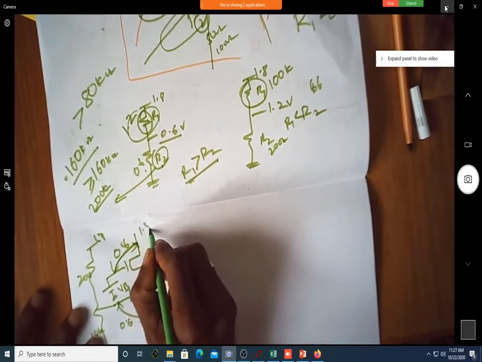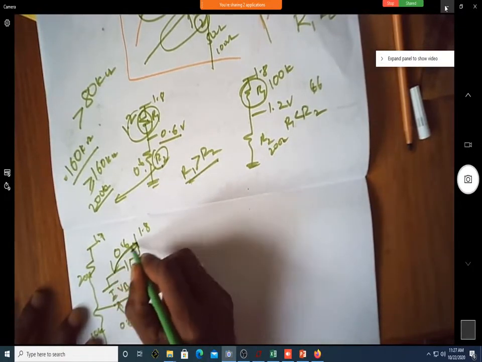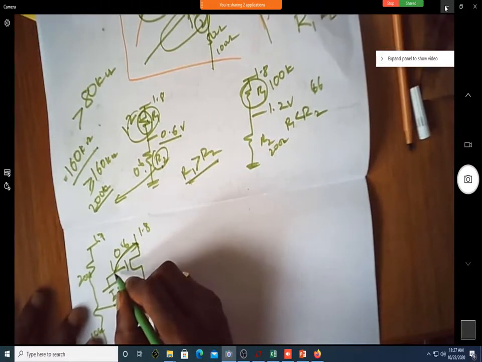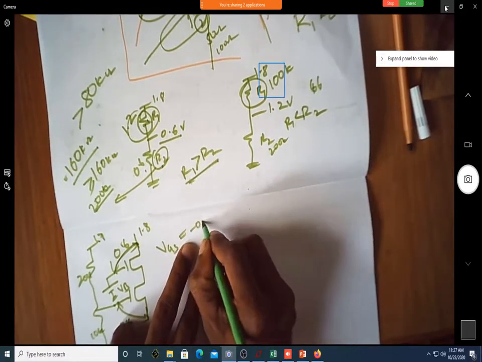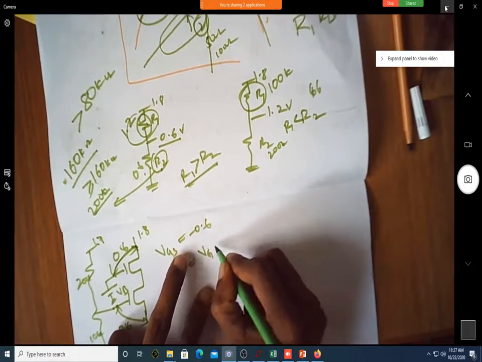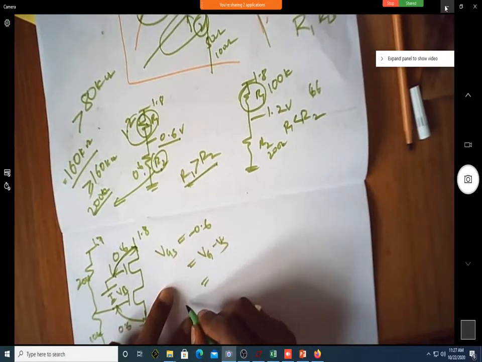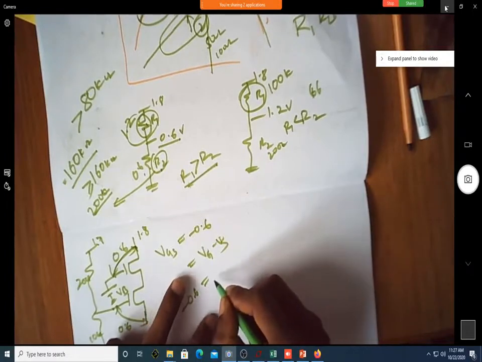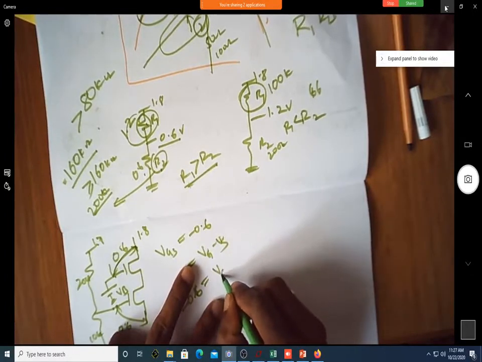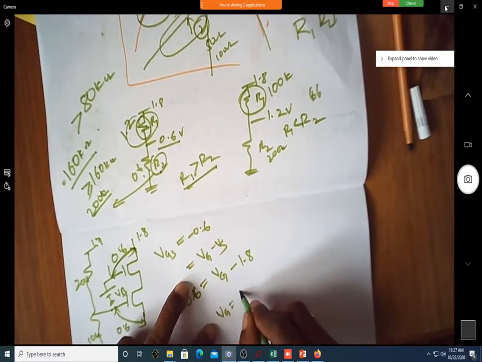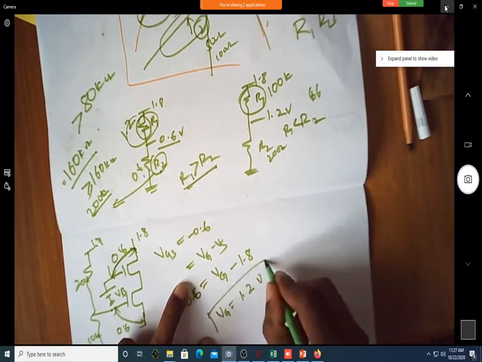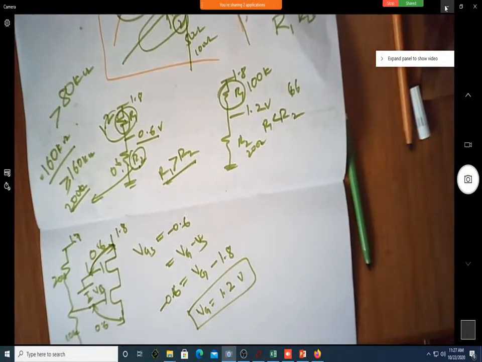This is how much? This is 1.8. When does this become 0.6? Of course, this is at a higher potential. This should be at lower potential, so that VGS becomes minus 0.6. So this is nothing but VG minus VS. You want this to be minus 0.6, and I want to find what is VG. What is VS? 1.8. Then what is VG? Is it equal to 1.2 volt? Yes, sir.